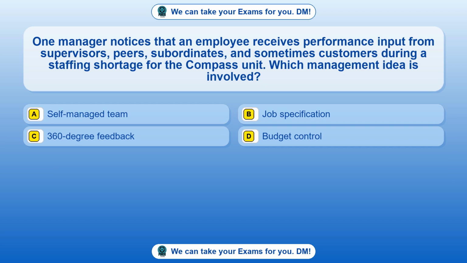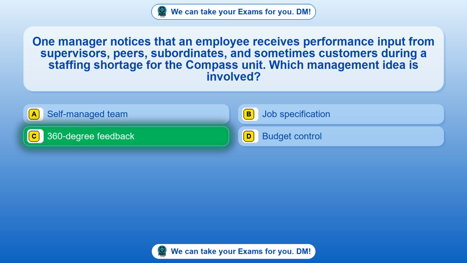Question 64. One manager notices that an employee receives performance input from supervisors, peers, subordinates, and sometimes customers during a staffing shortage for the Compass unit. Which management idea is involved? Option A, self-managed team. Option B, job specification. Option C, 360-degree feedback. Option D, budget control. The correct answer is option C, 360-degree feedback.